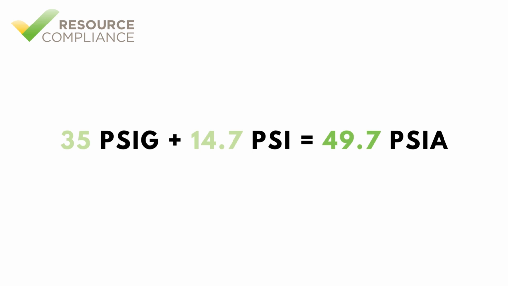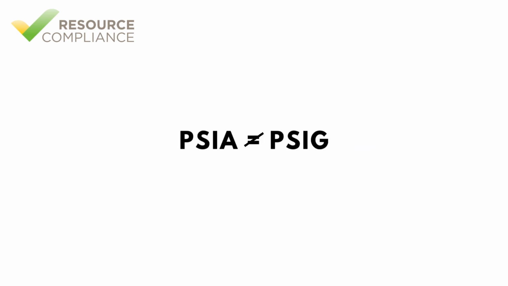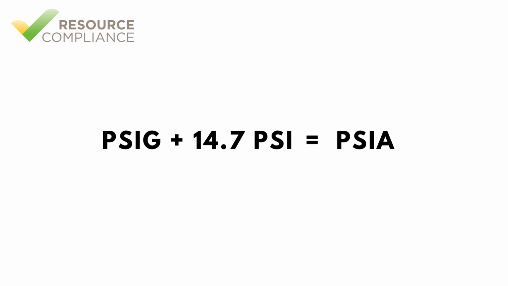It is important in refrigeration applications to differentiate between the pressure measured by a gauge, which we call gauge pressure, or PSIG, and absolute pressure, or PSIA. Converting from gauge pressure to absolute pressure simply requires adding the atmospheric pressure to the gauge pressure value. For most applications, 14.7 psi is an acceptable approximation for atmospheric pressure.